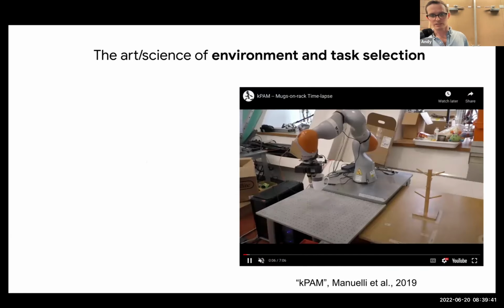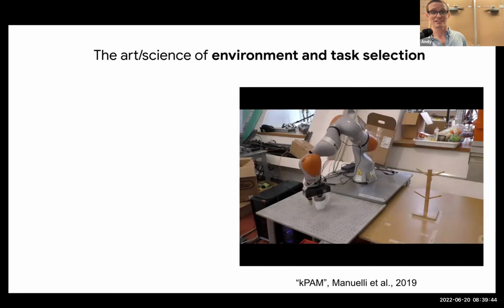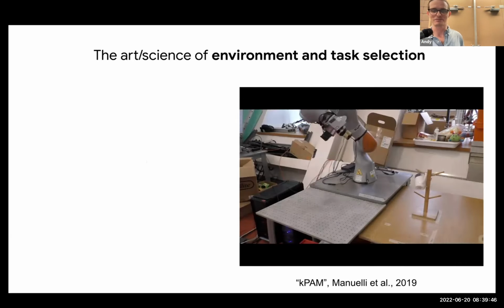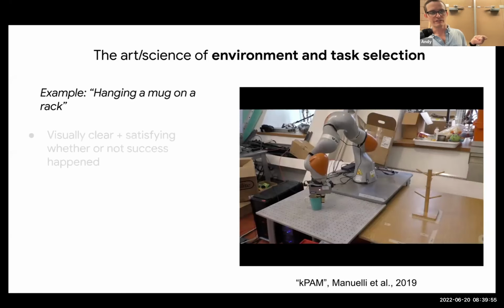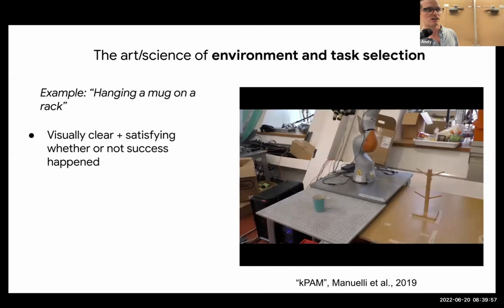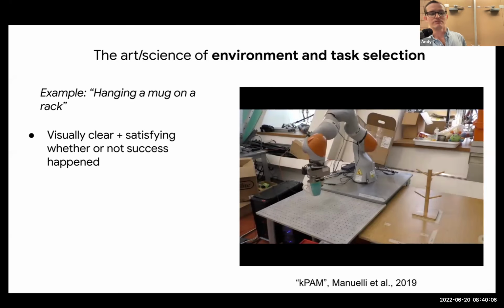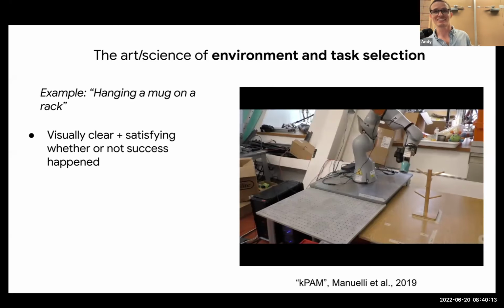This one on the right is the hang the mug on the rack task, which over just the past couple of years has been adopted in a few other papers I see. I think it's a really nice task to get a robot to do, and I'll walk through a few different reasons why. The first one, which I think applies to all tasks in general, because different tasks will have different flavors and measure different things, is that it should be very visually clear and satisfying, maybe even ASMR style, whether or not success happened.